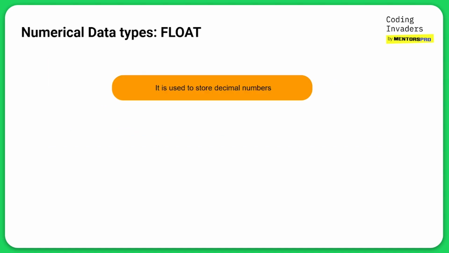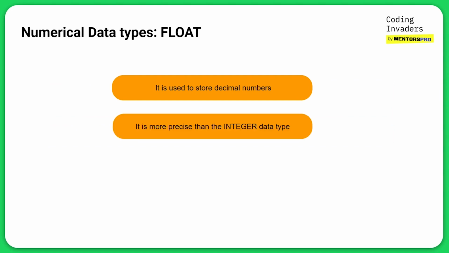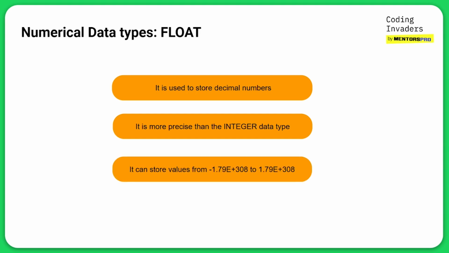In SQL, the float data type is used to store decimal numbers. It is a floating point data type, which means that it can store values with a fractional component, such as 3.14 or minus 0.01. Float is more precise than the integer data type, which can only store whole numbers. The range of values that can be stored in a float column depends on the SQL implementation, and the range is given on the screen.